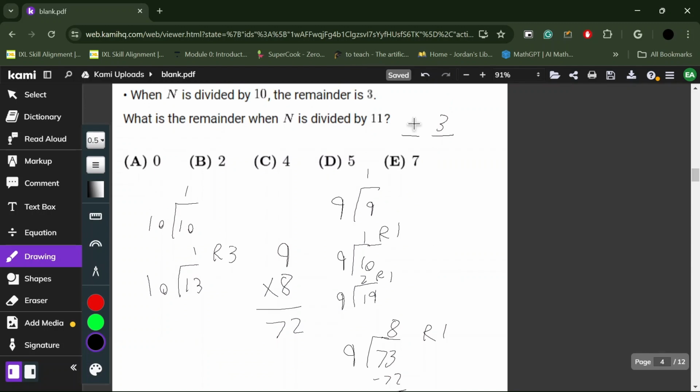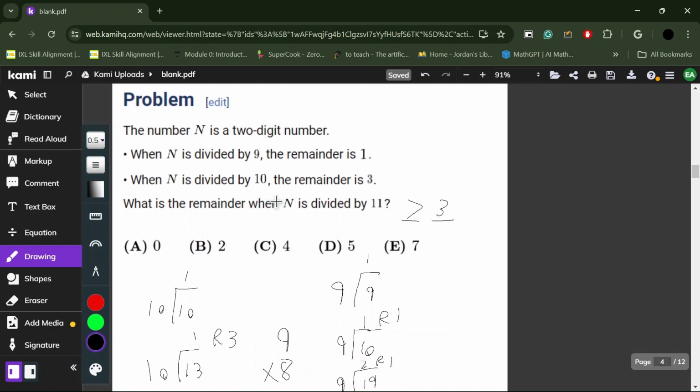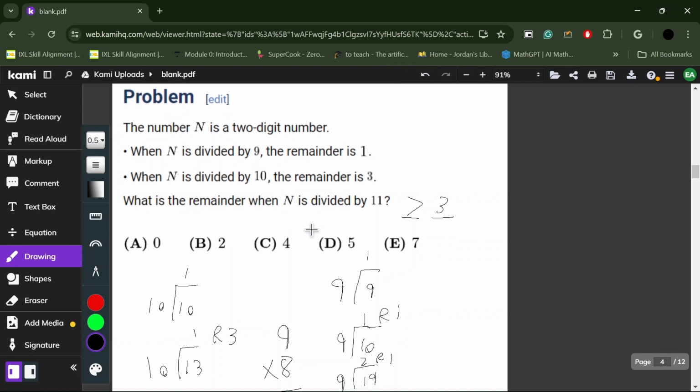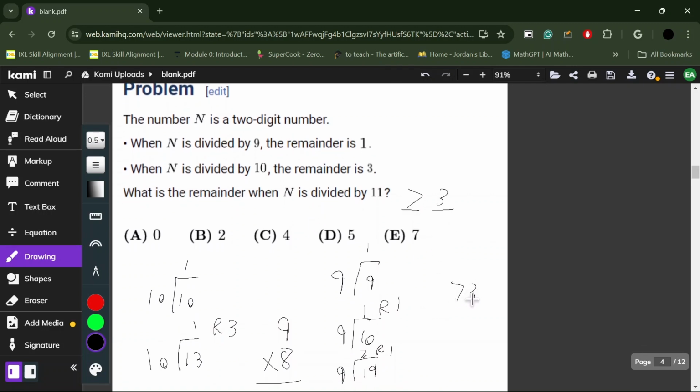Therefore, the first digit is 7, and the answer is 73, but that's not what the question is asking. It's asking the remainder when n is divided by 11. So we can just write that out. 73 divided by 11. We're going to get 6, minus 66. It's going to give us 7 for this part, right? So we have a remainder of 7, which is E.